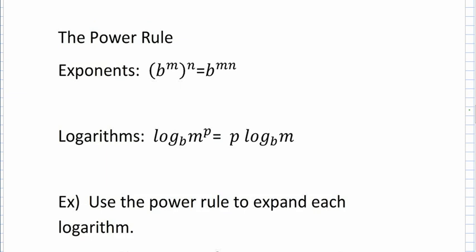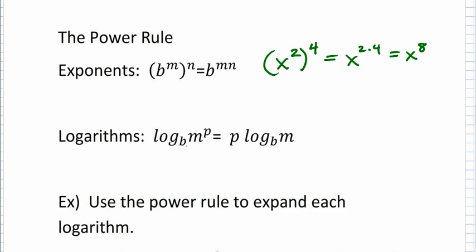The power rule. Remember, with the power rule, when you raise a thing with exponents to a power, you multiply the exponent. So for example, x squared raised to the 4th power would be x to the 2 times 4, which would be x to the 8th. So you multiply. Well, the same thing can be said for logarithms.